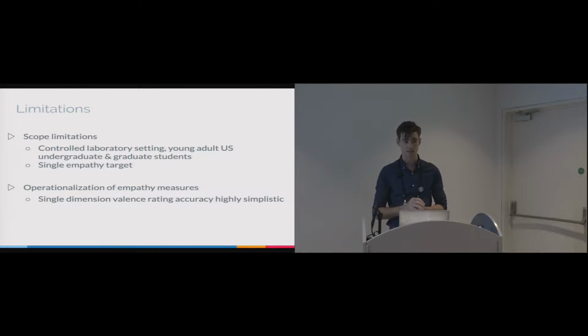One dimension in particular is the expressivity of the target, how much they're able to express themselves in things like narration is going to affect how accurate the observers would be. And we had a very specific operationalization of empathy. So the single dimension valence rating and on being at accuracy was a highly simplistic form of measuring empathy.